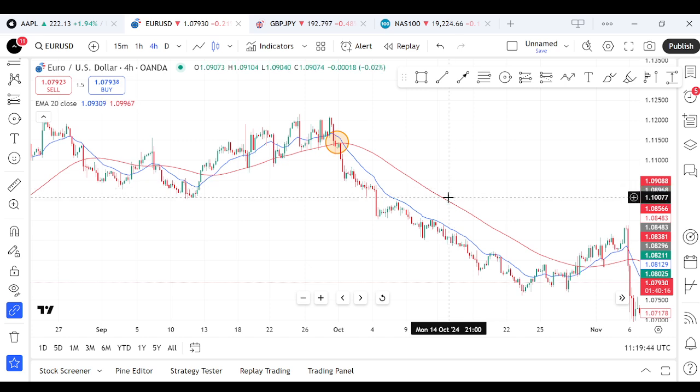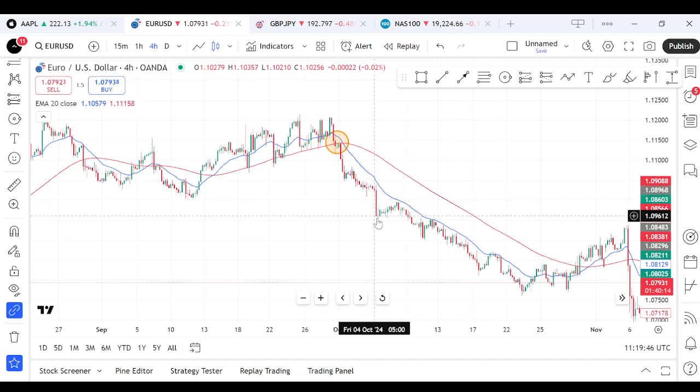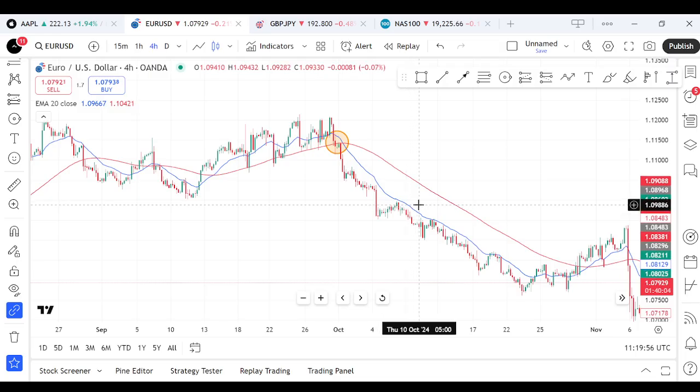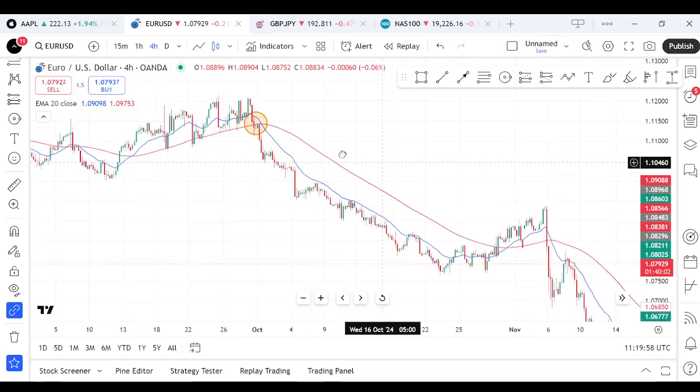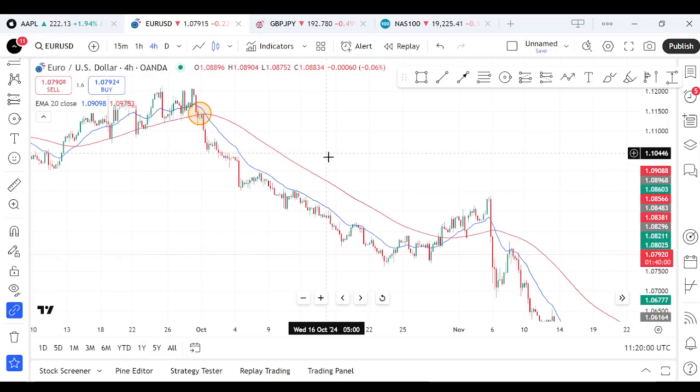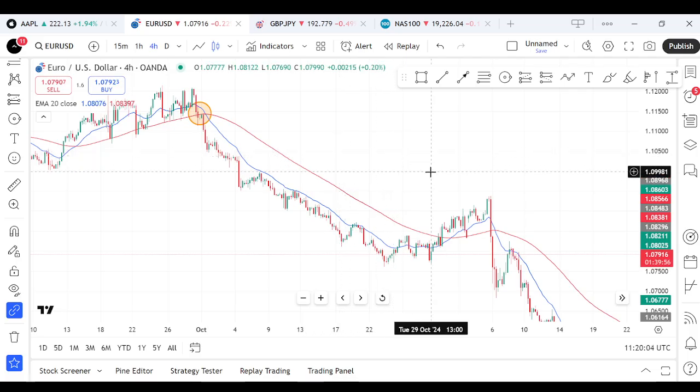The key advantage of using EMAs in swing trading is their ability to adapt quickly to market conditions, unlike the SMA. This allows you to enter trades during pullbacks or retracements while staying aligned with the overall trend direction. So let's talk about the strategy, the step-by-step EMA swing trading strategy.